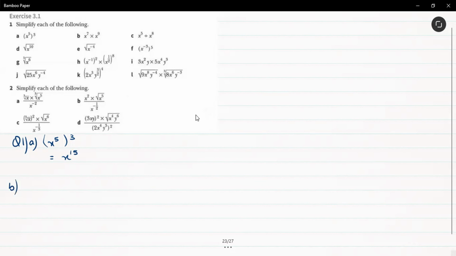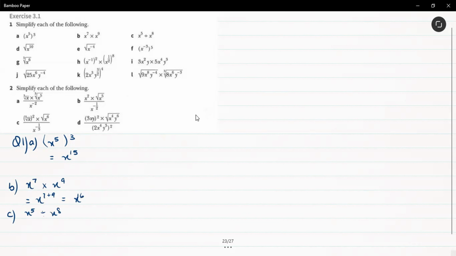Again, for part B, x to the power 7 multiplied by x to the power 9. And that's going to give us x to the power 7 plus 9, which is equal to x to the power 16. For part C, we have x to the power 5 divided by x to the power 8.